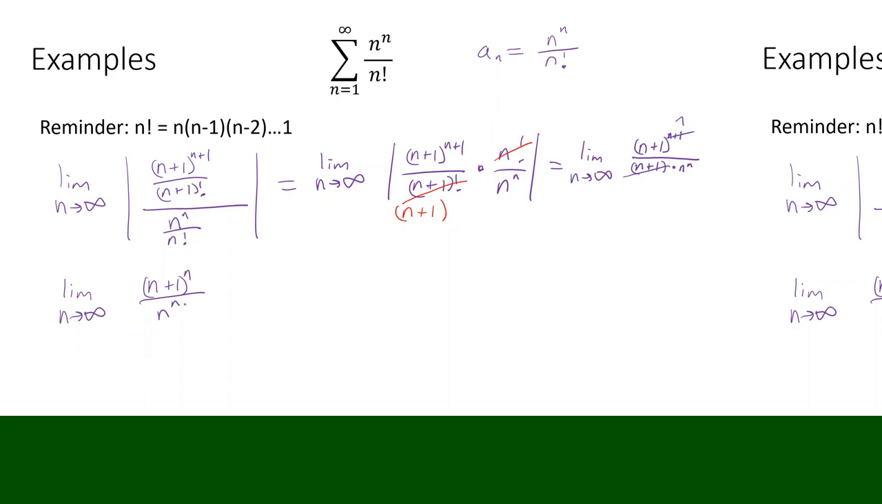Okay, but I've got two different numbers raised to the same power, so that's the limit as n goes to infinity of ((n+1) over n) to the n. Okay, so this is the limit as n goes to infinity of (1 plus 1 over n) to the n, which is equal to e to the 1. Pausing for dramatic effect.